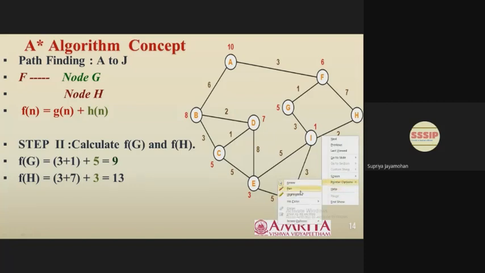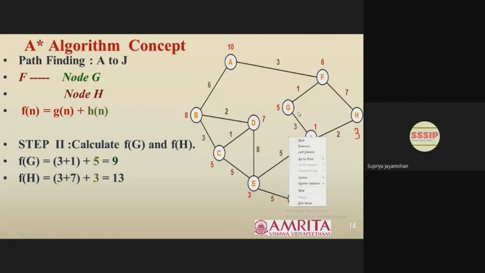Since it is 3, we would say that we are having the value as 7 plus 3, which is our total distance, plus the heuristic value, which is 3. So our total value is 30 for f of h and 9 for f of g. Which value would be chosen? Naturally, we are aware that it is going to be f of g, and we could see here node g is the chosen node, so we have reached node g.